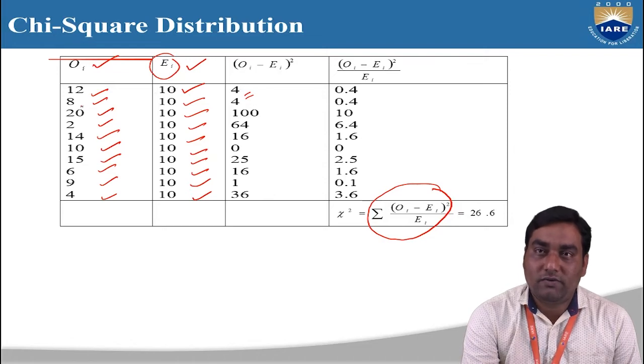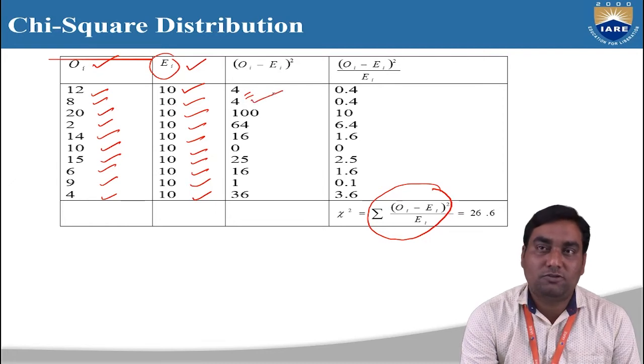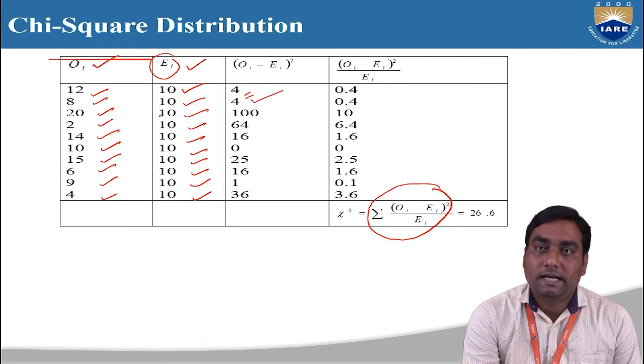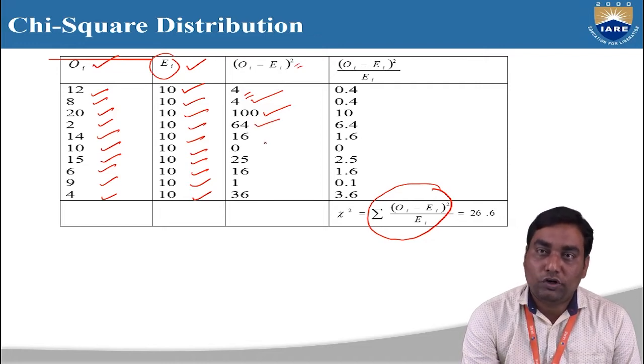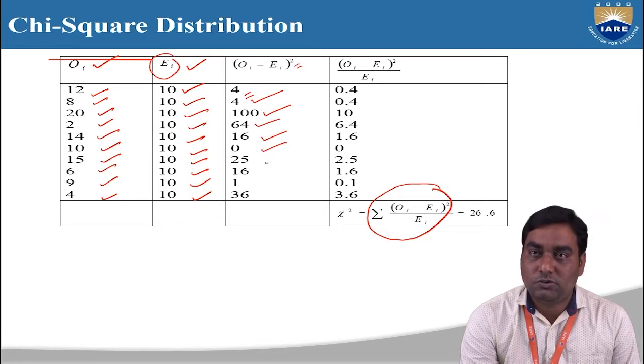Now coming to the second one, OI is 8, EI is 10. 8 minus 10 is minus 2, whole square, which is also 4. 20 minus 10, 10. 10 square, 100, because we are doing the square. 2 minus 10, minus 8, whole square, 64. 14 minus 10, which is 4. 4 square, 16. 10 minus 10, 0 whole square, 0.